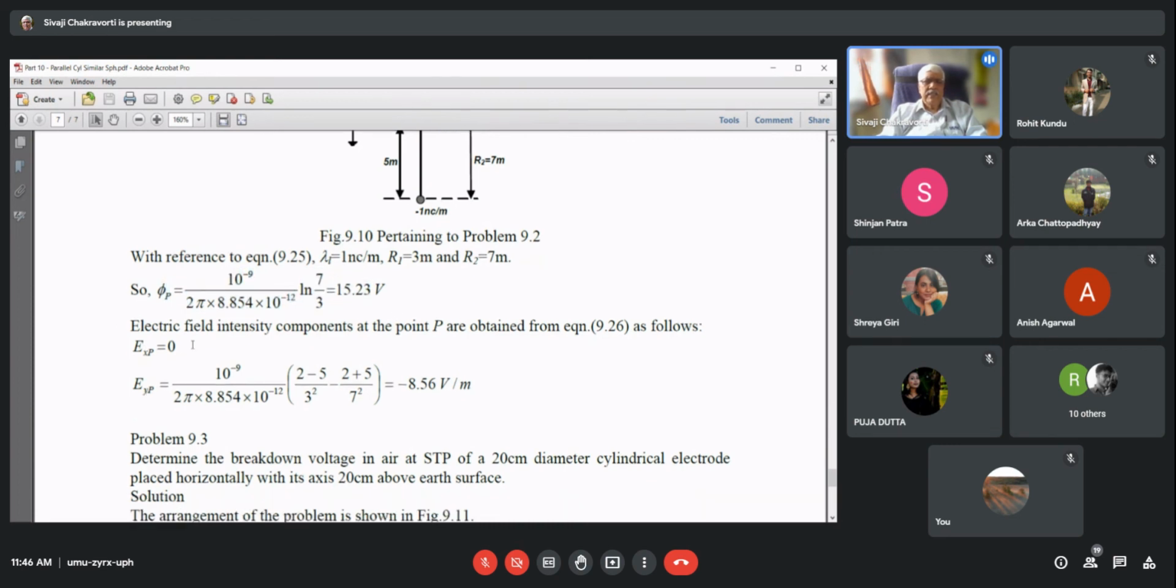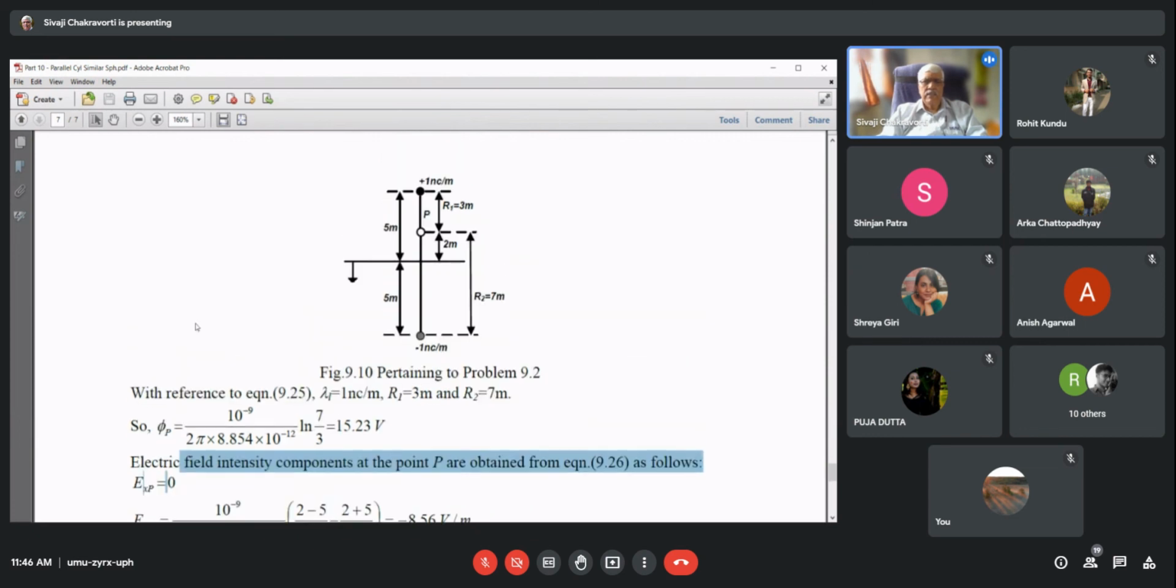And then electric field intensity, if you write the expression for Ex by taking the derivative of phi P in terms of x coordinate, it will come out to be 0, which is quite obvious because this point P is along the line joining the two charges. So the x component, which is the horizontal component, has to be 0. This is quite obvious.